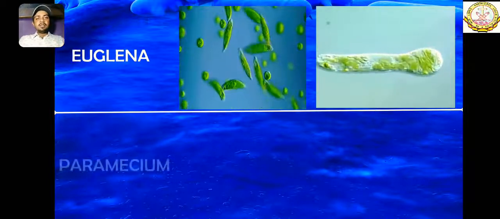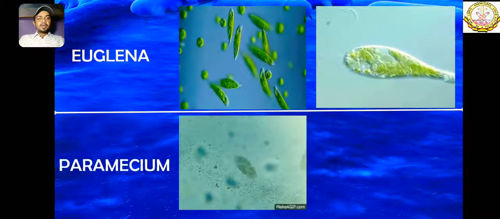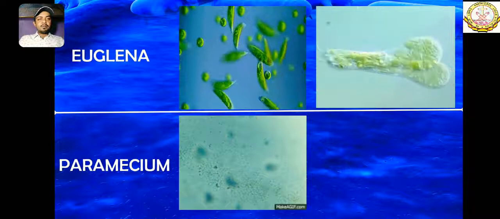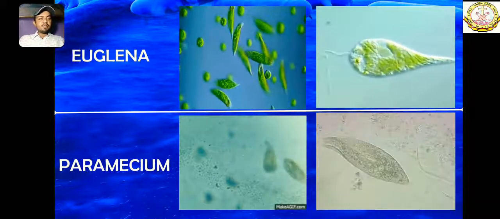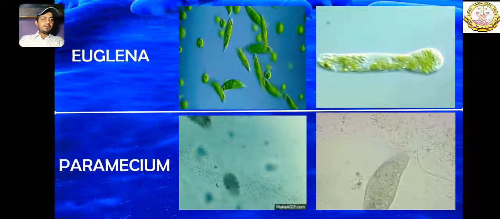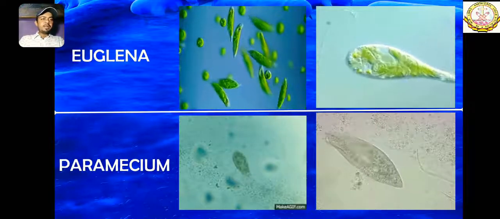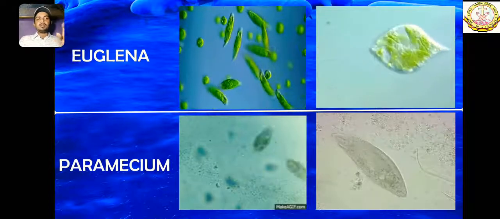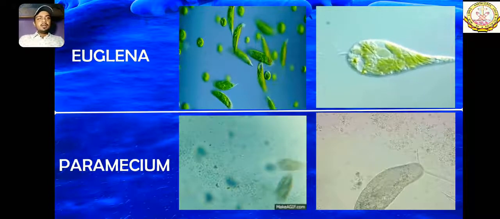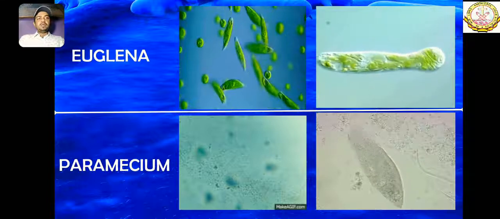Let's see this also, paramecium. This is a paramecium taken in some fluid. Let's see one more image here. This one is also a paramecium, a real image of a paramecium. It is moving with the help of cilia, which is present all across the body. So let's move further.